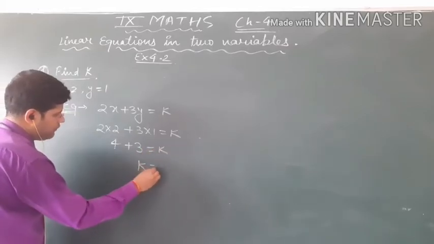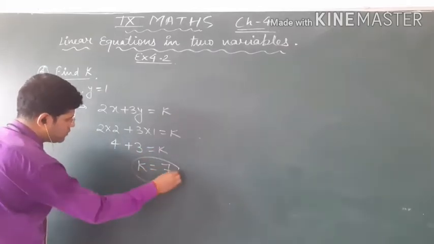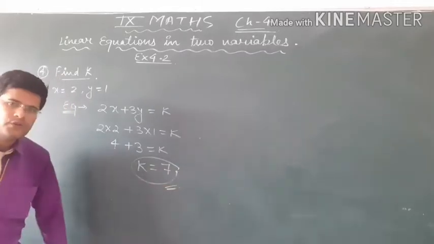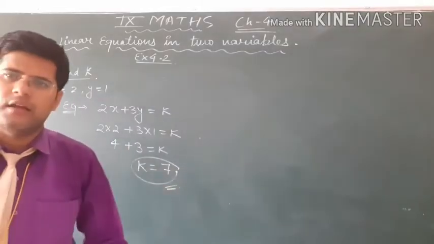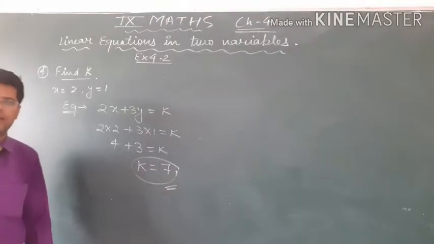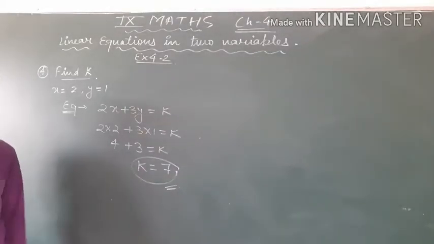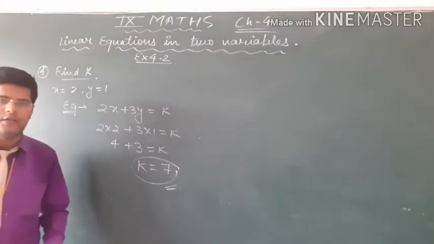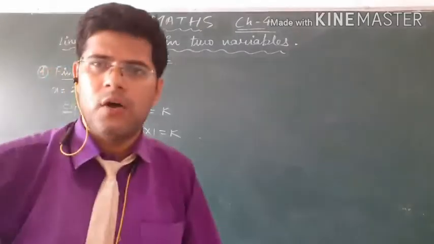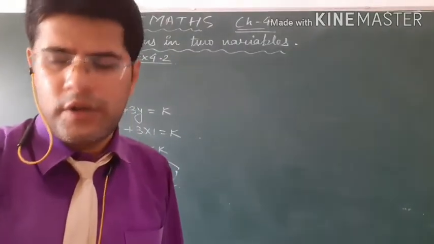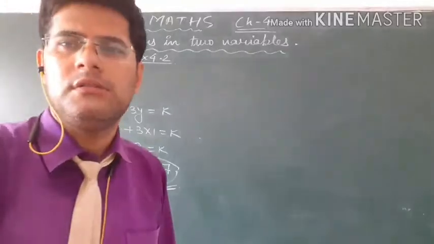Hence we found that k is equal to 7. So we can find any other thing if it is given. You have to write the solution in the place of the given variables and you will find the answer. Okay students, now we are able to give the answer for the given equations.